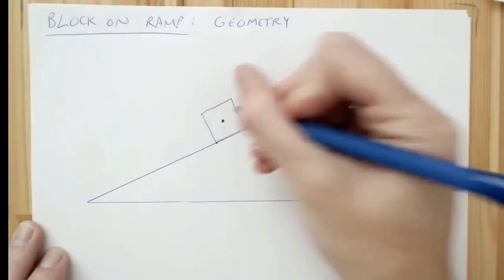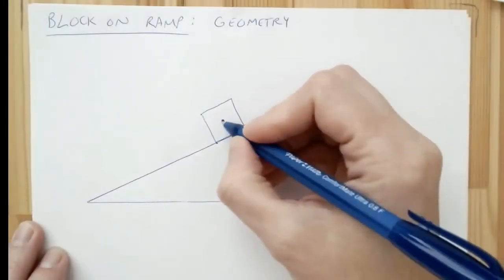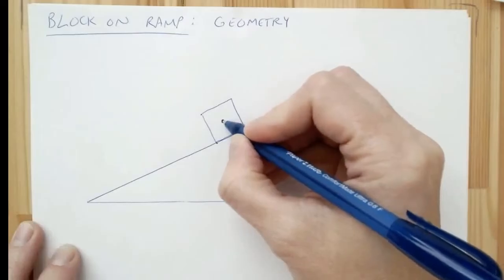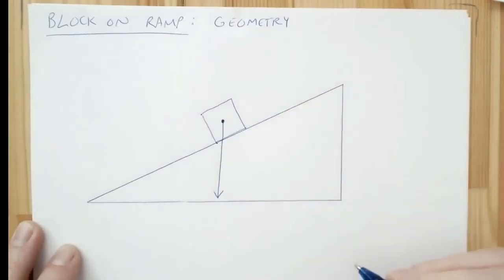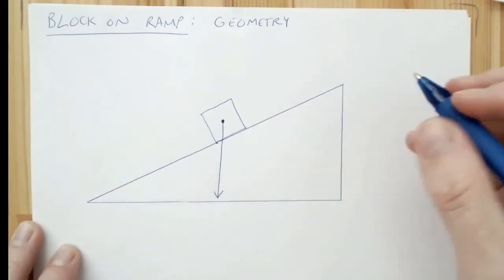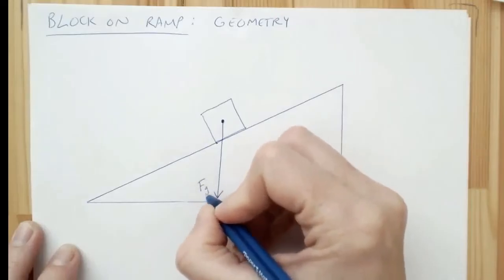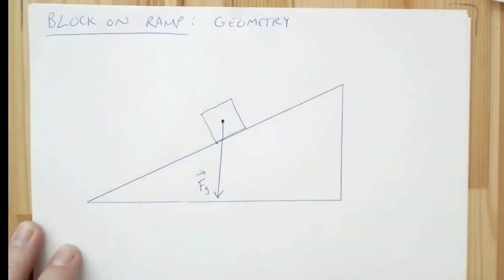All right, so if there's a box sitting on a ramp on the surface of the earth, then there's going to be a downward force on it that's going to be equal to its weight. So this force here we'll call F sub g, and that's the vector weight.